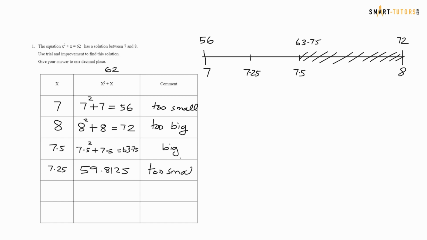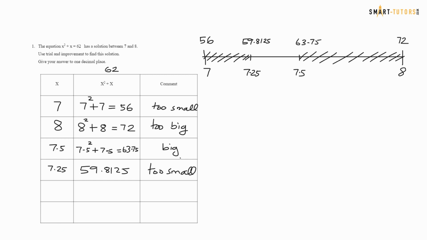So too small. So this is 59.8125. Too small means that this region I am crossing off, the answer can't be anything smaller than that. So 7.1, 7.2, it's not going to work. So the answer is going to be between 7.25 and 7.5.